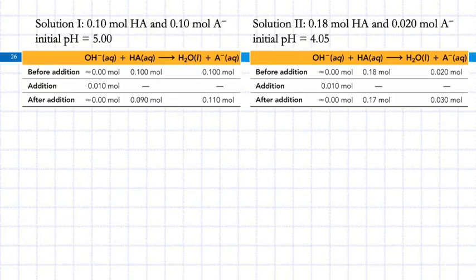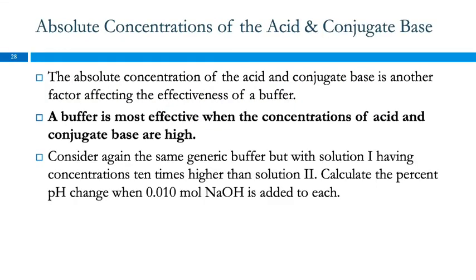In this example over here, is that the case? 0.18 divided by 0.02 equals 9. So that's right at the edge. It did minimize the change, but it didn't work as effectively as the other one. So the relative concentrations are important.